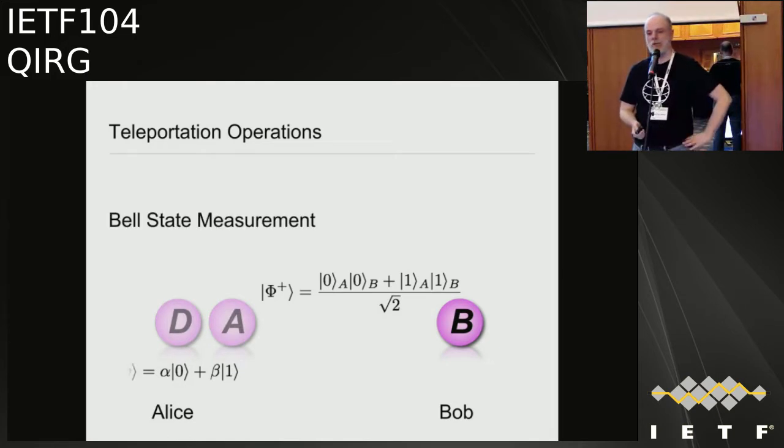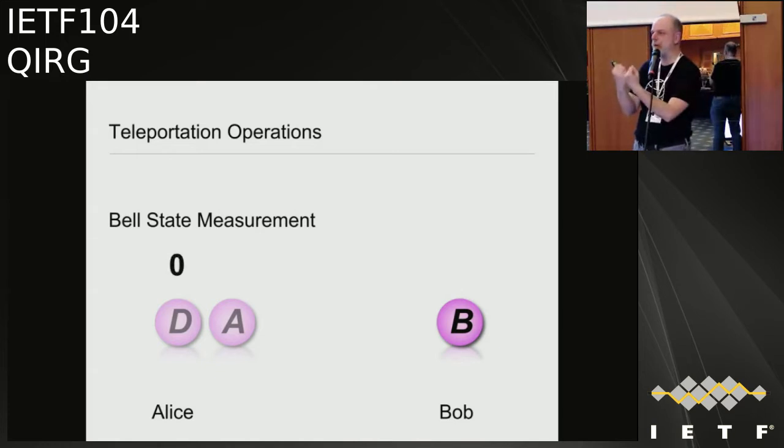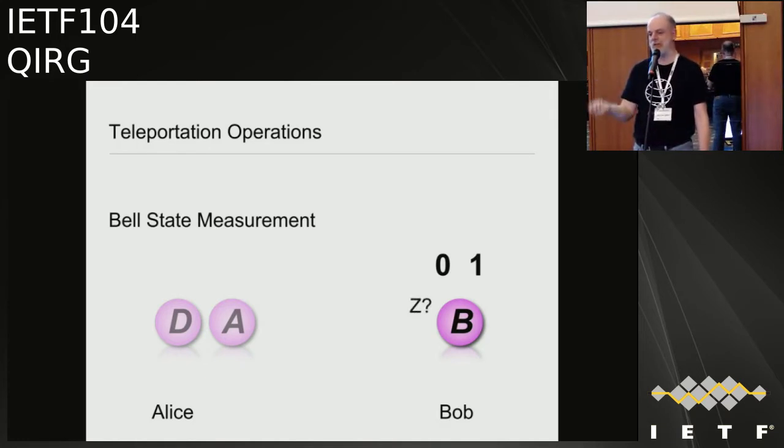She takes her qubits and performs what's called a Bell state measurement, which is a joint operation on the two qubits. It's not the same thing as measuring the two of them independently. But when she does this, she's going to get 2 bits of classical data out of it. In this case, it's 0 and 1. She has to send those to Bob, who then takes those values and uses them to apply either a Z gate or an X gate or both to this qubit. And that recreates the state D that Alice started with originally.